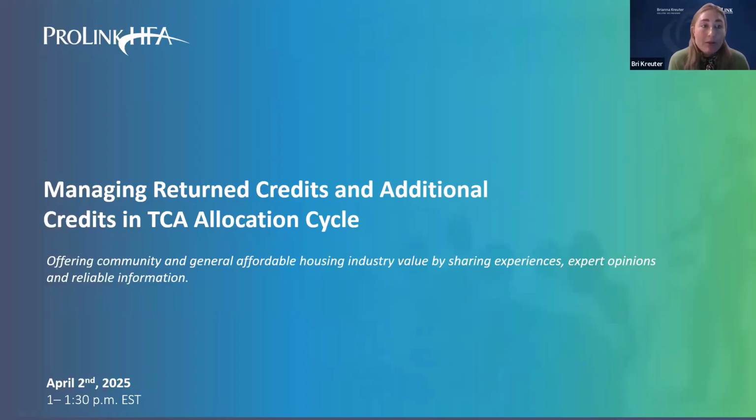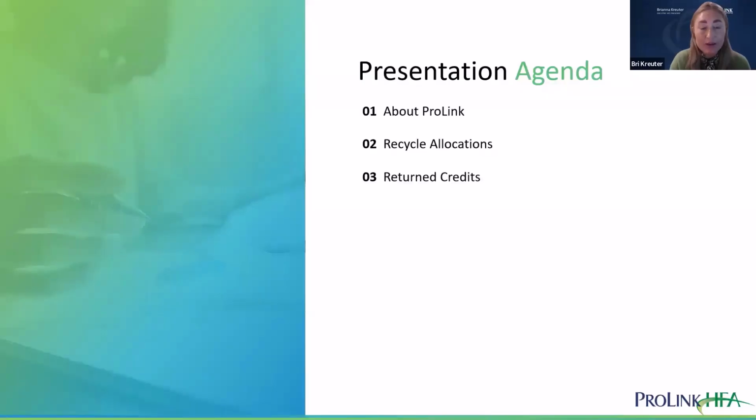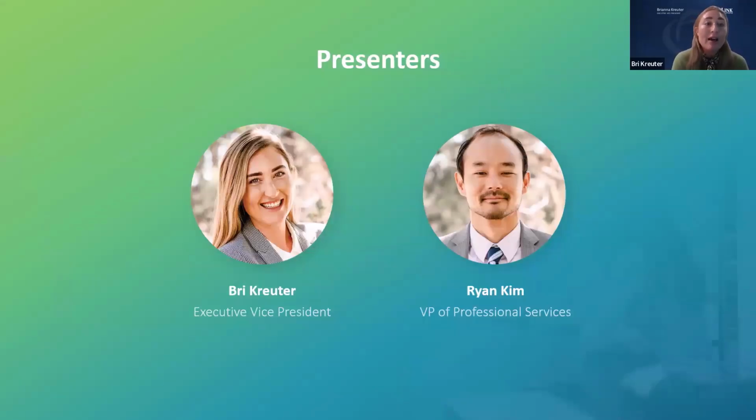Today's topic is going to be covering managing returned credits and additional credits in the tax credit allocation module in ProLinkHFA. So we appreciate you for being here, and we'll go ahead and kick things off. To start, I'm just going to cover a very brief overview of ProLink, and then I'm going to hand it off to Ryan to cover our recycled allocations and returned credit topics and show some of those examples in ProLinkHFA today.